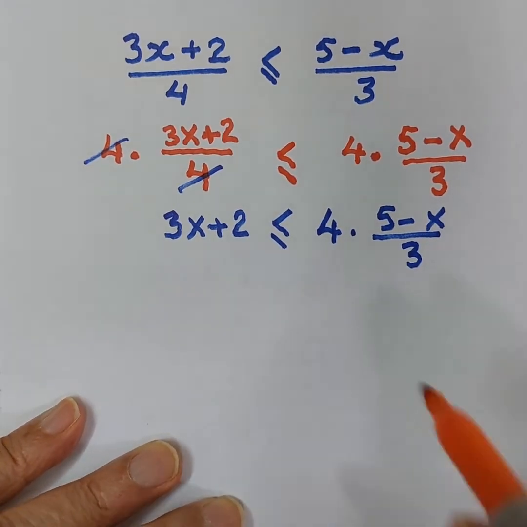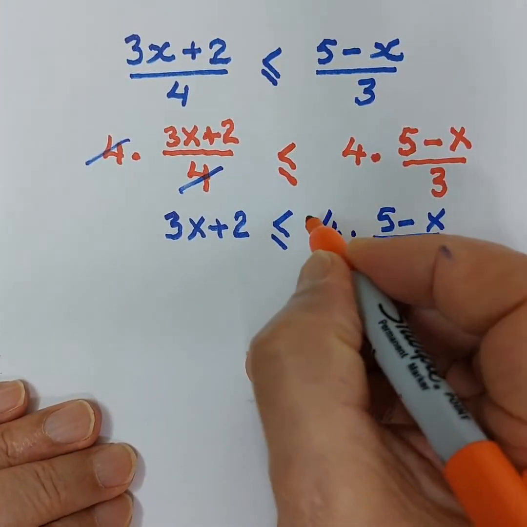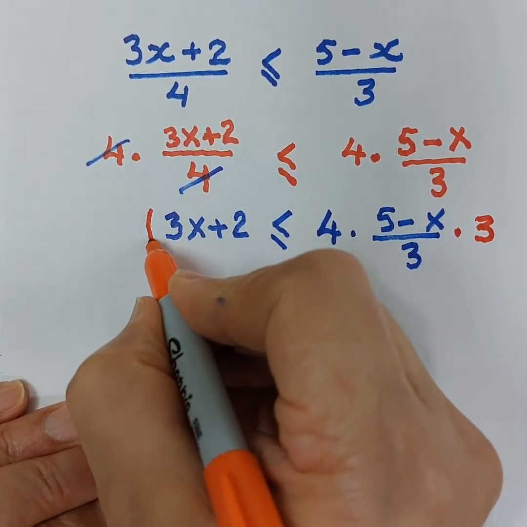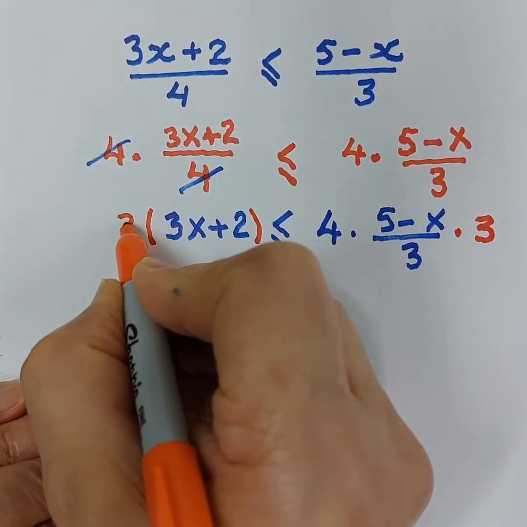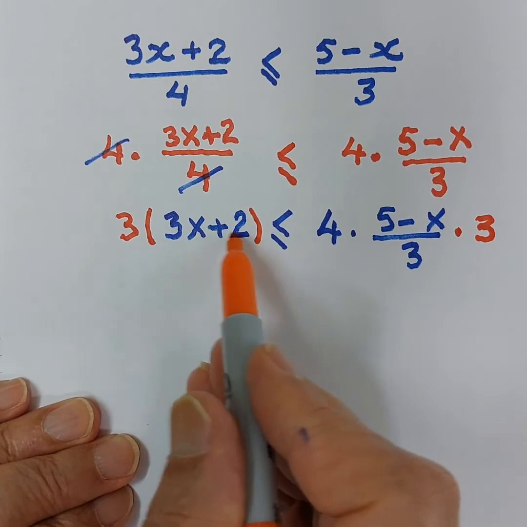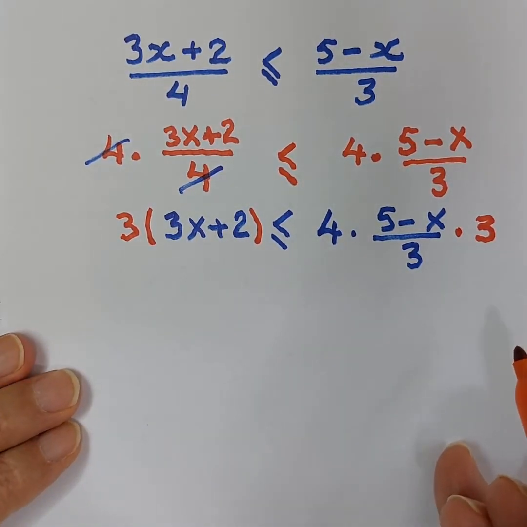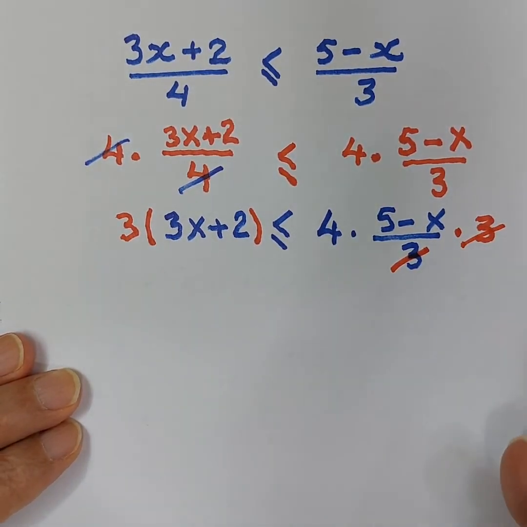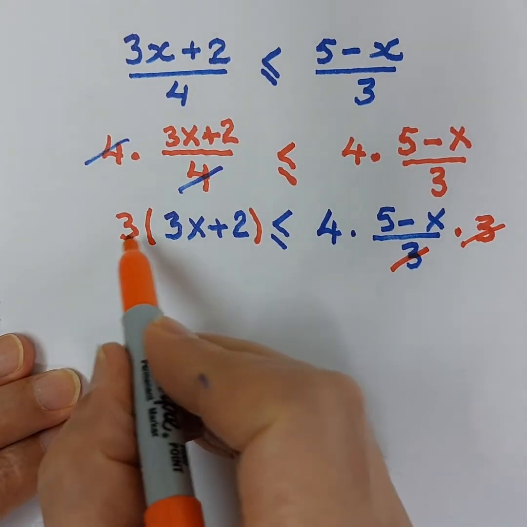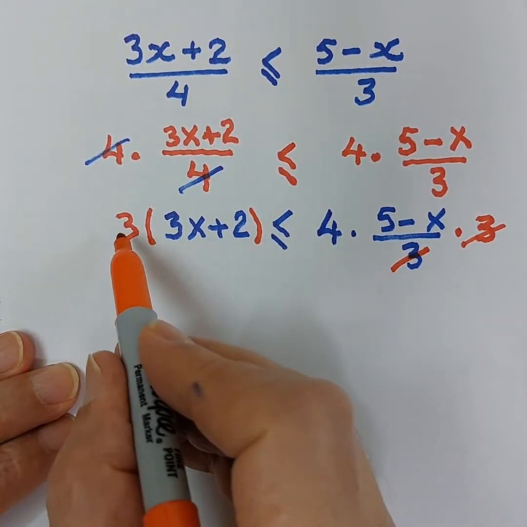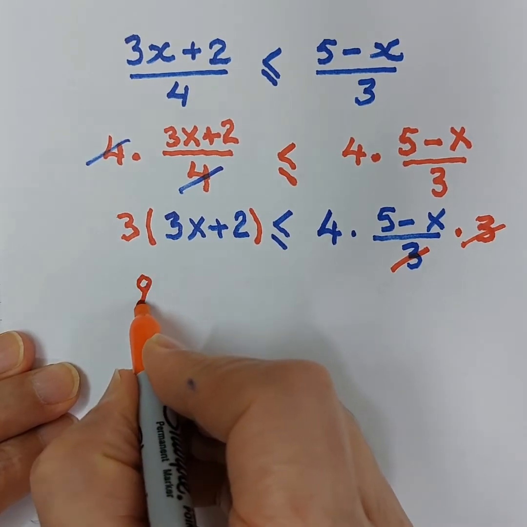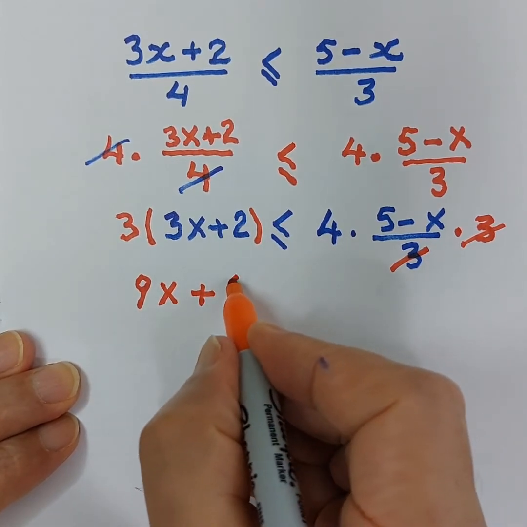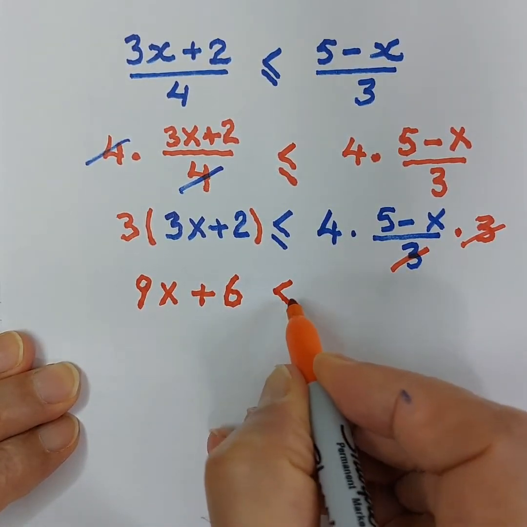When you multiply by 3, as 3 is positive, we will not change the sign of inequality. Here multiply by 3 and here multiply by 3. I will put brackets here. This will be multiplied by both of these two numbers. Now we can also make cancellation, 3 with 3. And by multiplication, 3 times 3x will give me 9x plus 3 times 2 will be 6, is less than or equal.